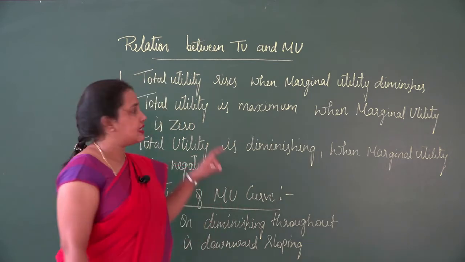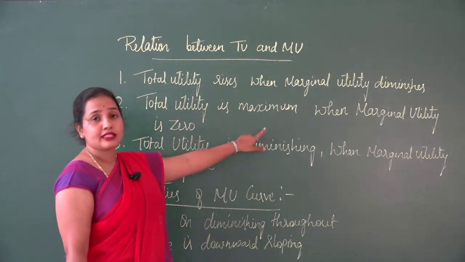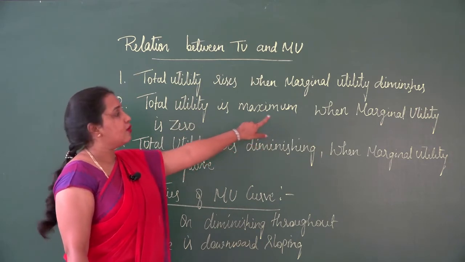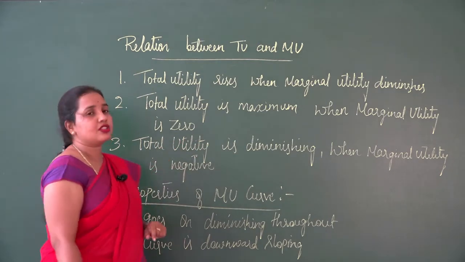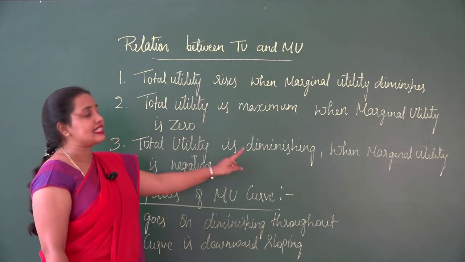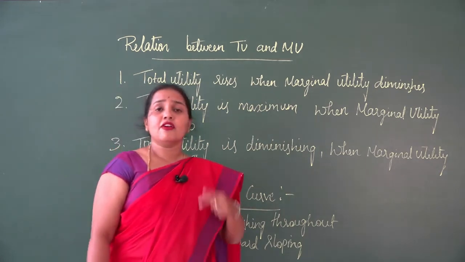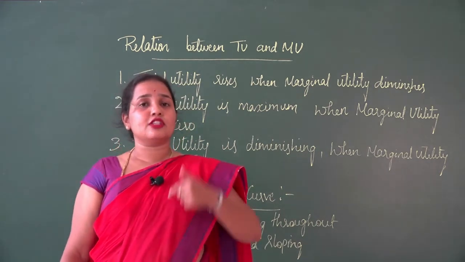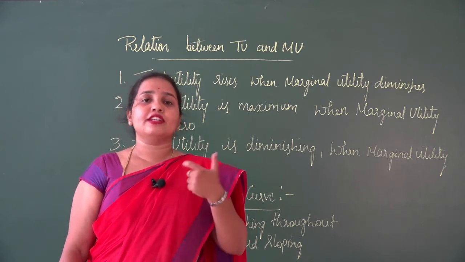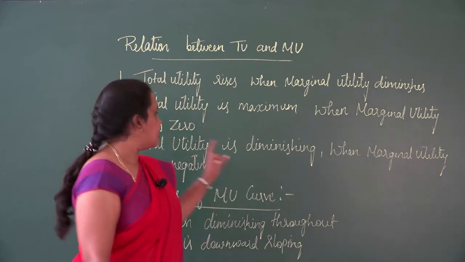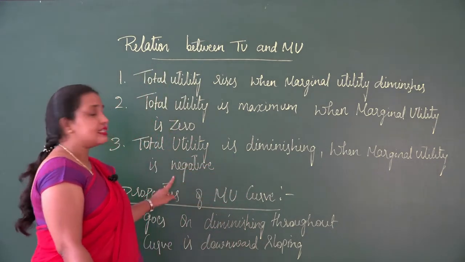That's what we can see in the relation here. Total utility is maximum, and that maximum value can be seen when the marginal utility is 0. The third relationship is that total utility is diminishing when marginal utility is negative. When the marginal utility gets into negative, total utility starts to fall. It tends to fall, for which we call it total utility is diminishing when marginal utility is negative.